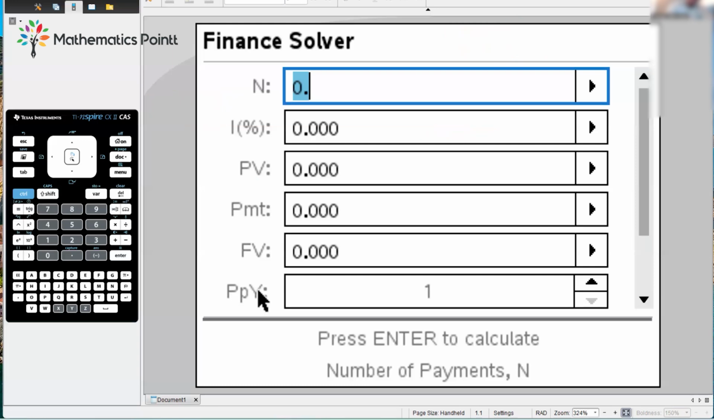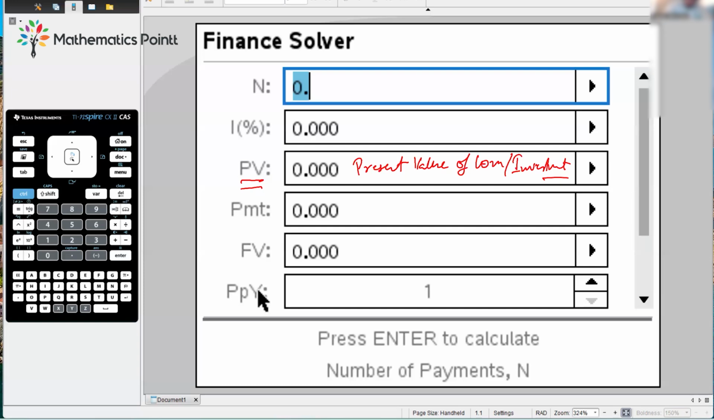Next, PV. PV is always the present value. Present value of the loan or investment. What is the present value? If it is the starting point, it's the principal amount. Yes, exactly, the principal amount is the present value. How much have I borrowed or how much have I invested at the start?